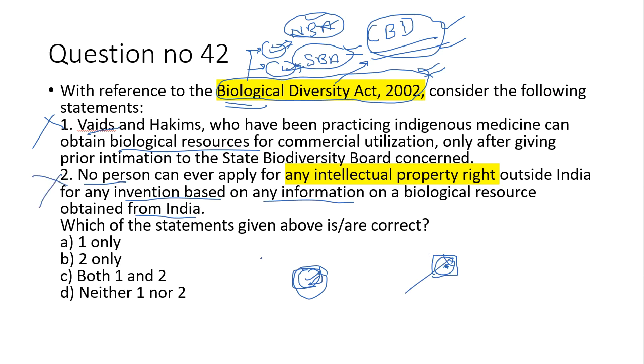But if he or she wants to apply for intellectual property rights in India, then that company or person would have to share the benefits arising out of that product with the local community. So both statements are wrong in this. So the answer would be D.